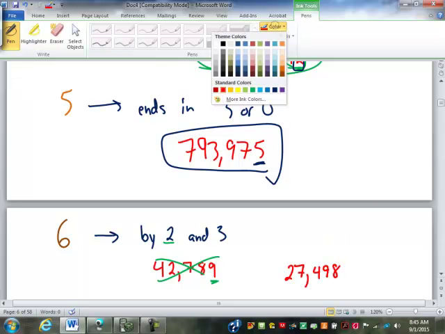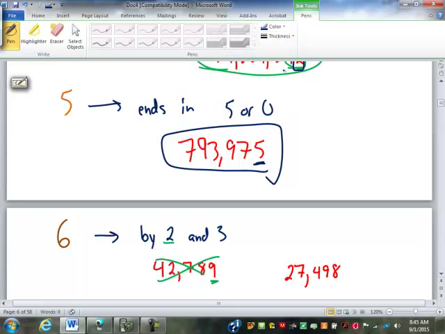How about this one? Yes. Is it divisible by 2? Yes, it is. That's 2 plus 7, 9 plus 4, 13 plus 9, 22 plus 8 is 30. Is 30 divisible by 3? Yep, so it's divisible by 3. So it's divisible by both 2 and 3, so it is divisible by 6.